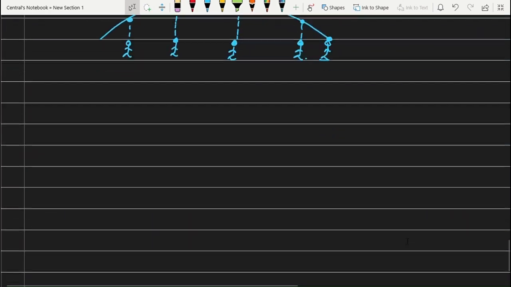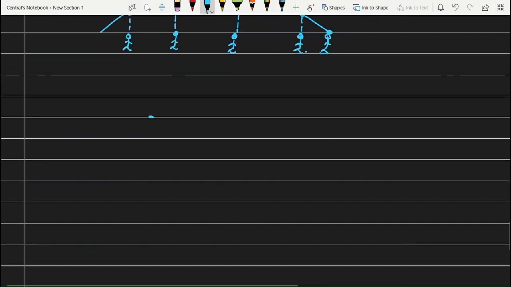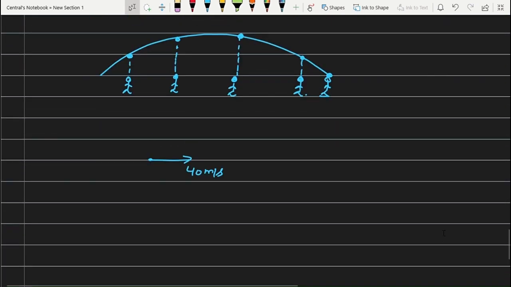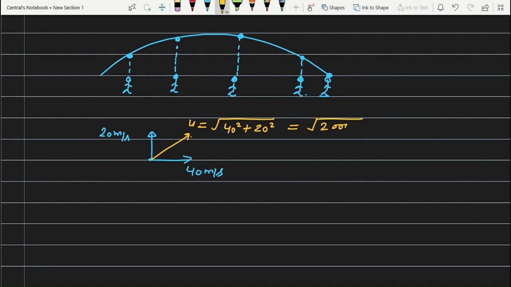Now, as the ball has velocity 40 meters per second in the forward direction and initial 20 meters per second in the upward direction, the net velocity of the ball will be, according to vector addition, 40 square plus 20 square. So that will be under root of 2000 meters per second. We can write it as 20 root 5 meters per second also.